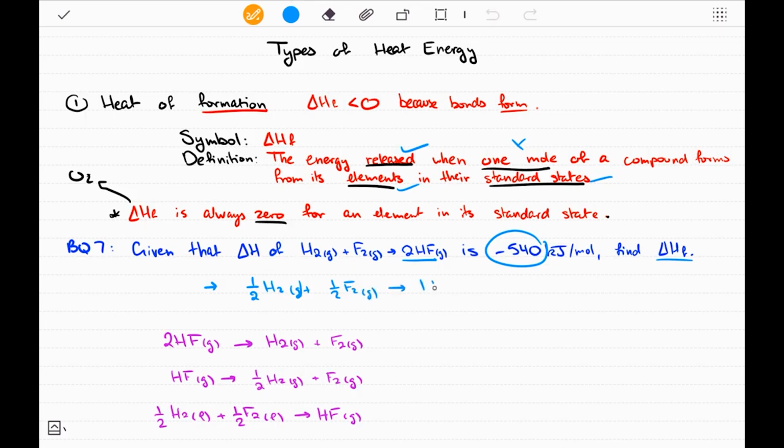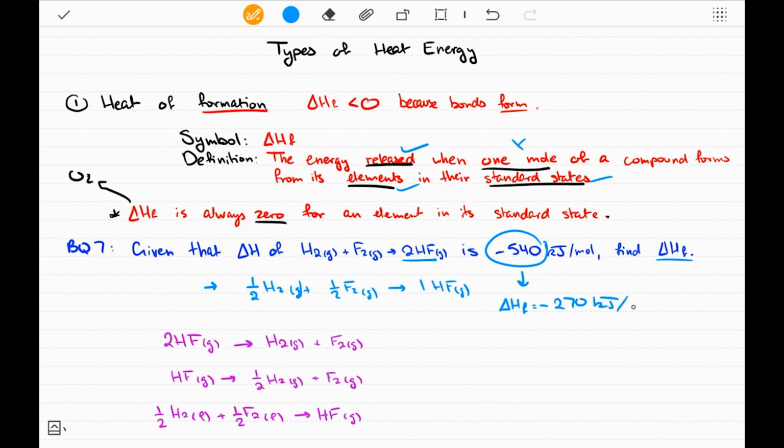Now that we have this and all the conditions are met, all we need to do is just check how the delta H we were given will change. Since we started out here with negative 540 and we divided everything by 2, then all we're going to do is just divide this by 2, and our heat of formation will be negative 270 kilojoules per mole.